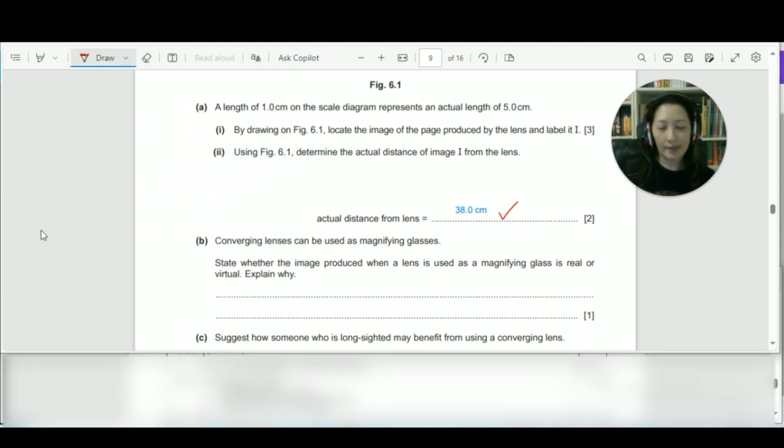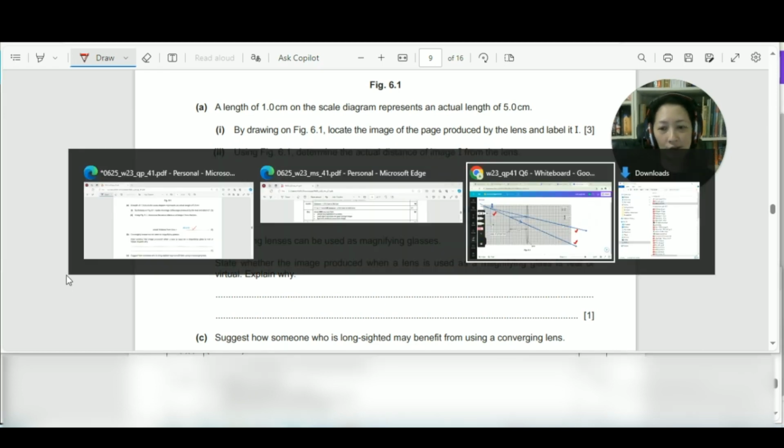Now let's move on to B. Converging lenses can be used as magnifying glasses. State whether the image produced when a lens is used as a magnifying glass is real or virtual. Explain why. So this relies on your knowledge about how converging lenses are used as magnifying glasses. If you can recall, when you use a magnifying glass, the image formed is virtual. In fact, the diagram that we've drawn in figure 6.1 is exactly how a lens is used as a magnifying glass. Let's just review the figure again.